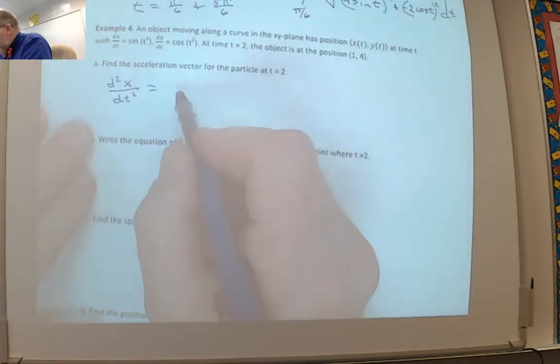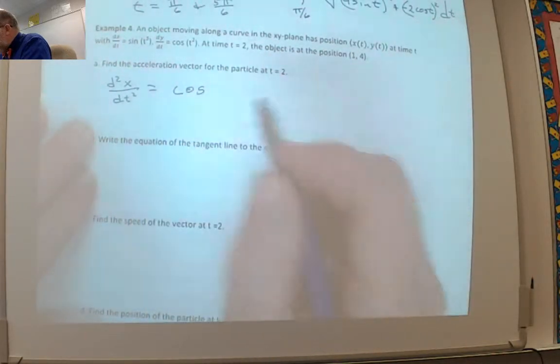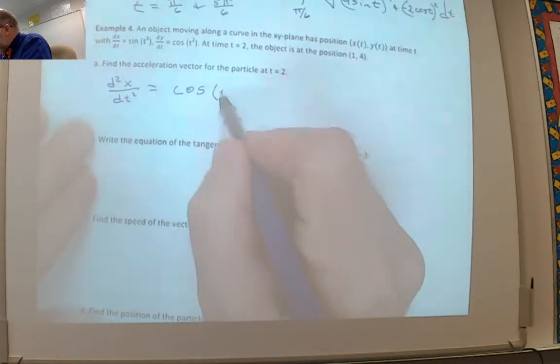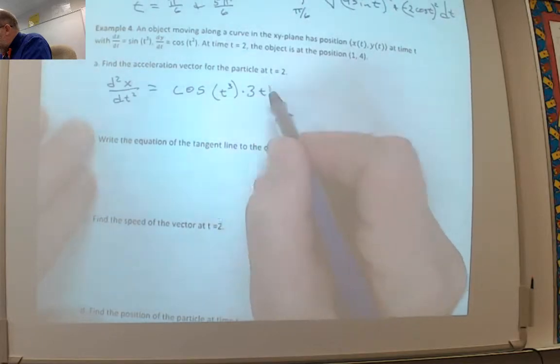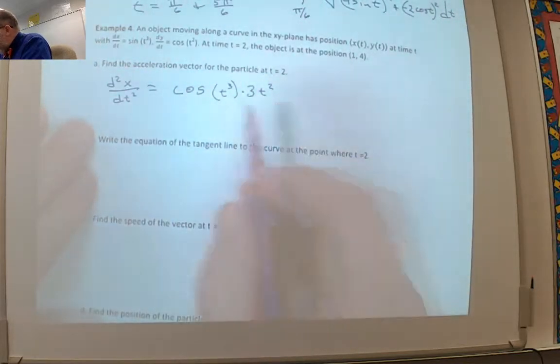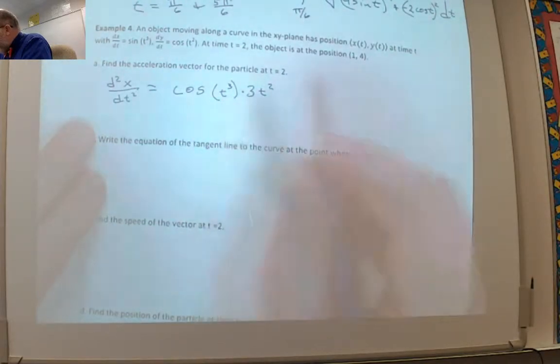And what would that be? Cosine t cubed times 3t squared. And if I plug in 2 in here, what do I get?